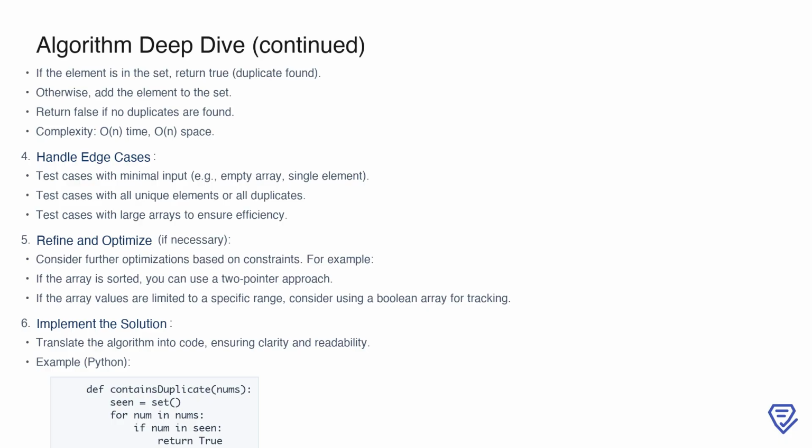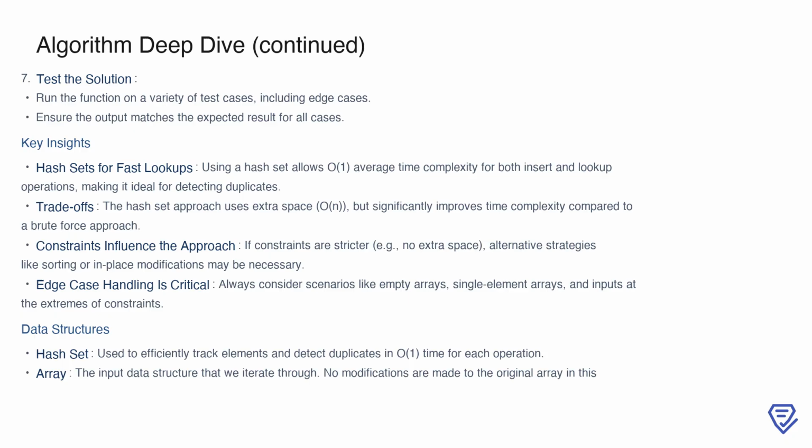Here's an example implementation in Python, where we use a simple loop and a hash set to solve the problem. After implementing the solution, testing is the next crucial step. Run the function on a variety of test cases, including edge cases, to ensure it works as intended. For example, test an empty array, arrays with one or two elements, arrays with all unique values, and arrays with duplicates. The goal is to confirm that the algorithm produces correct results in all scenarios.